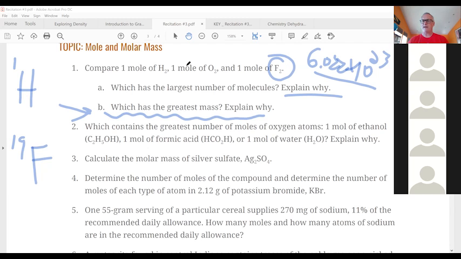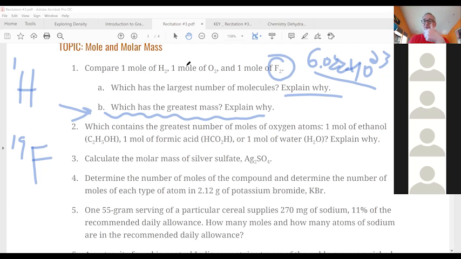How would we calculate it? I see someone's already put it in the chat. Thank you very much. Adrian, how did you get that? So the fluorine has 18.998 mass, then times 2. Right. So 1 mole of fluorine atoms is the average atomic mass of fluorine.